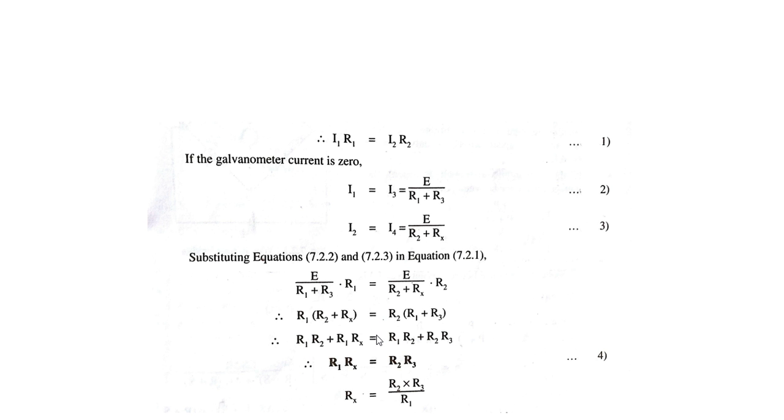Okay, again R1 R2 is the same part on both sides, so we can reduce this part and we will get R1 Rx is equal to R2 R3. So similarly I can get Rx is equal to R2 into R3 divided by R1. Okay, so here we are getting the value of Rx. So Rx is equal to R2 into R3 divided by R1.